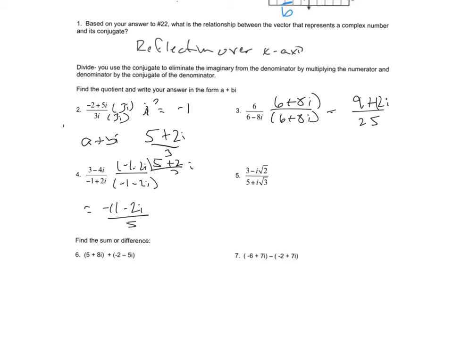Now the issue becomes when you have a problem like number 5. Number 5 will not go into the calculator because of the radical. So now we actually have to do it by hand. You knew there was going to be a trick. Here it is.